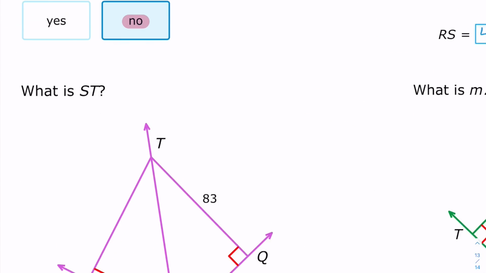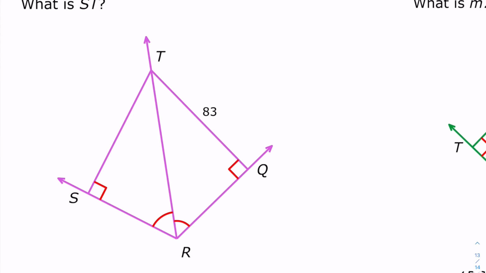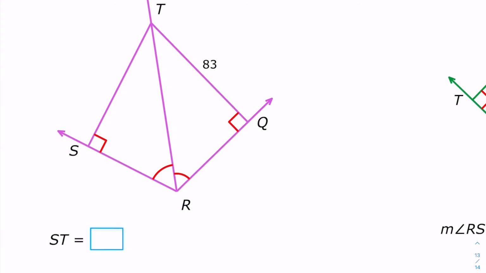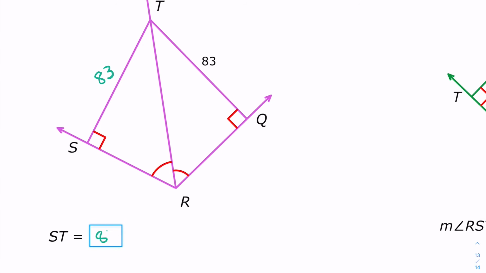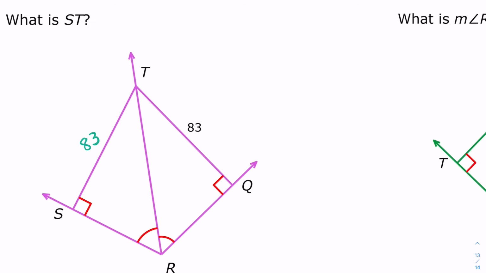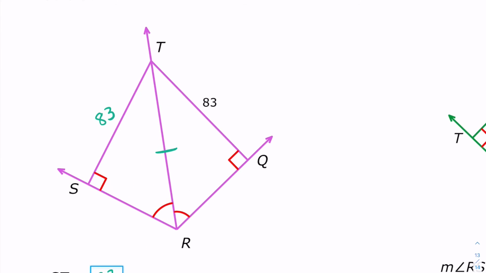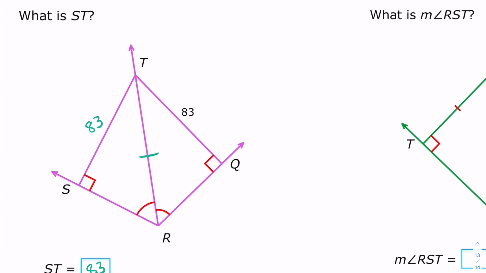All right. This next one, we have enough. ST is going to have to be 83. The reason is because we have this shared, we have these are congruent, and then we also have those are congruent. We have enough information to say that 83 is the one side and 83 is the other side.